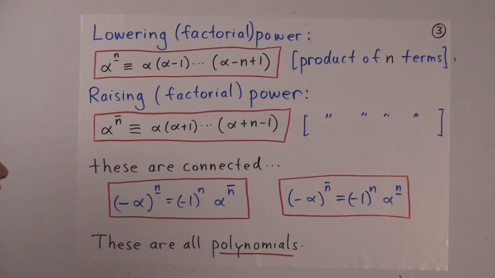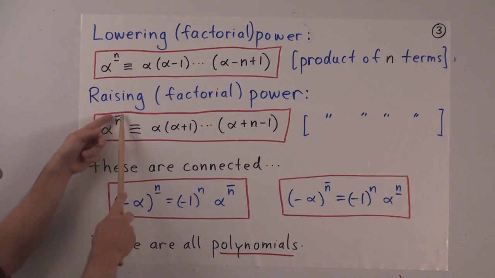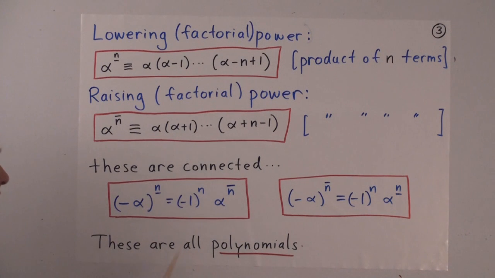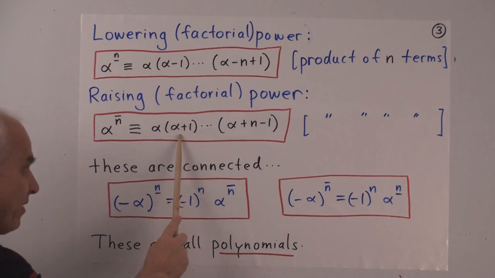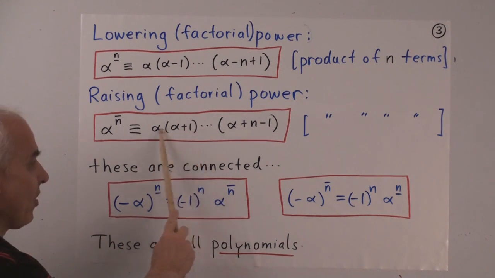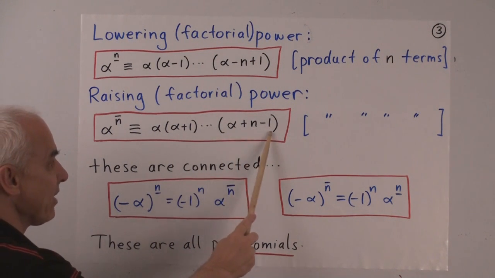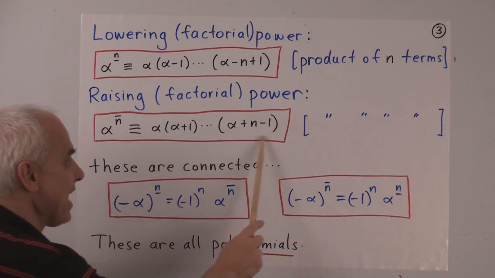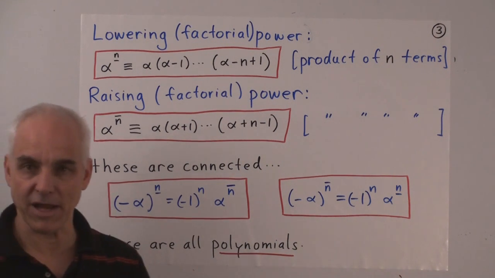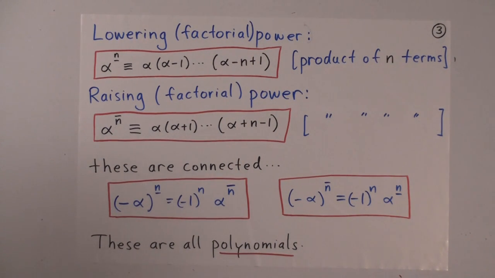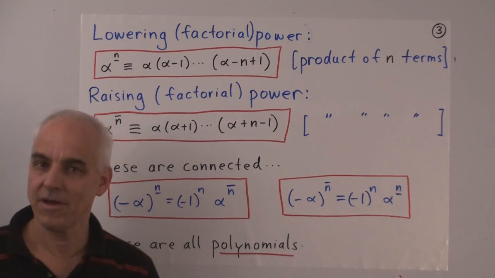And here's the raising factorial power, alpha to the n raising, which is defined to be the polynomial alpha times alpha plus 1 times alpha plus 2, all the way up to alpha plus n minus 1. Again, exactly n things being multiplied together. Now there's an important relation between these two things. They're quite close. And we can see the connection by thinking about what happens if in one of them we replace alpha with minus alpha.